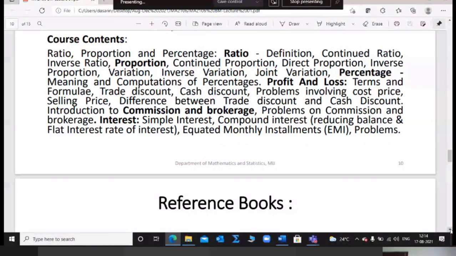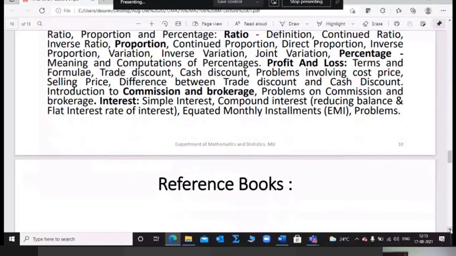After that, we'll enter into commissions and brokerages. Problems on commissions and brokerages are what we are going to deal with. The last topic would be interest. What kinds of interest are there in the current scenario? What is simple interest? What is compound interest? What are EMIs, equated monthly installments? How will they be calculated? All those things we are seeing in this course.